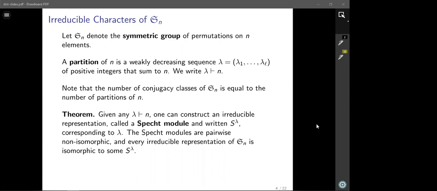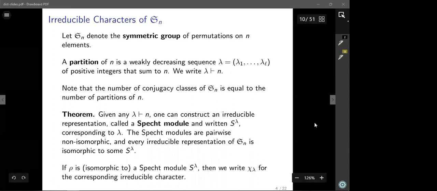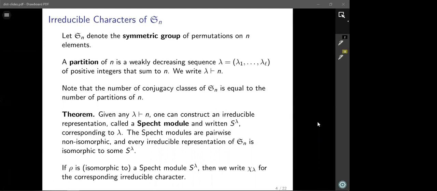It's called a Specht module, often written S lambda. And these are all the irreducible representations. They're pairwise non-isomorphic, and every irreducible representation is isomorphic to one of these S lambdas. And again, the character is just the trace. So if rho is a Specht module S lambda, then we write chi sub lambda for the corresponding irreducible character. These chi lambdas are what I'm going to be interested in today.